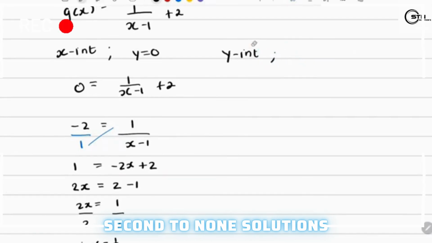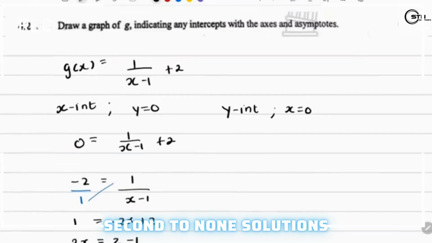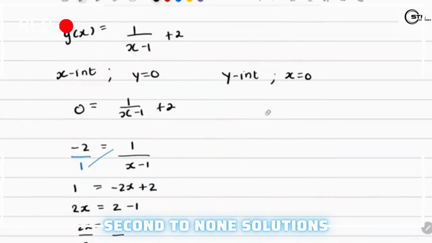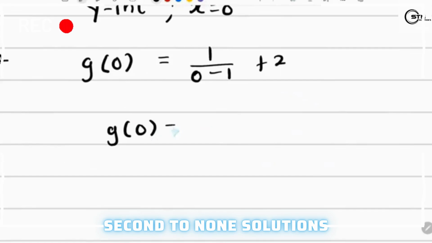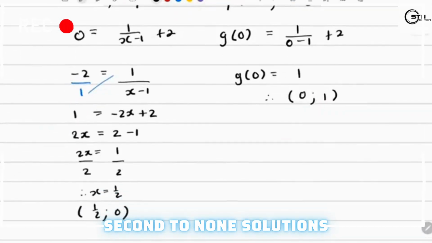Then we need to find the y-intercept as well. The y-intercept we find by making x equal to 0. So making x equal to 0, that is g of 0, in place of x, is equal to 1 over, in place of x, 0 minus 1 plus 2. Let's simplify that. g of 0 is equal to, well, 0 minus 1 is negative 1, so 1 over negative 1 is already negative 1, plus 2. That's going to give you positive 1 because it's 2 minus 1. So as a coordinate, our y-intercept is 0 and 1. So there we have our intercepts.